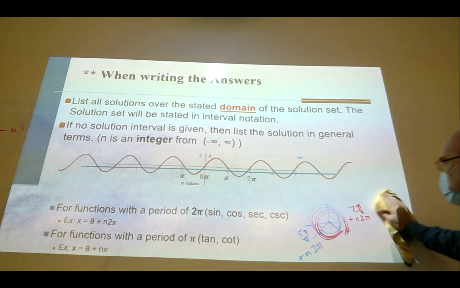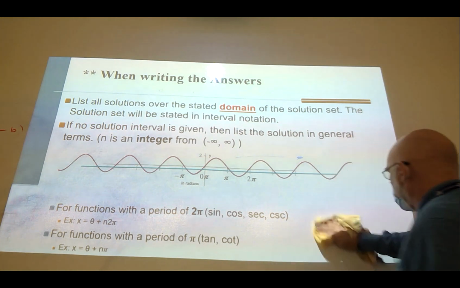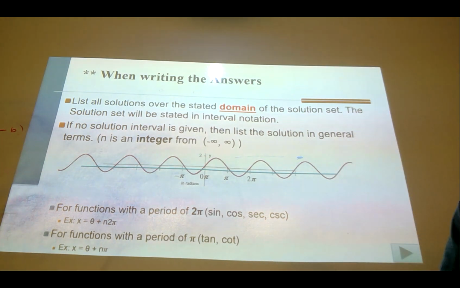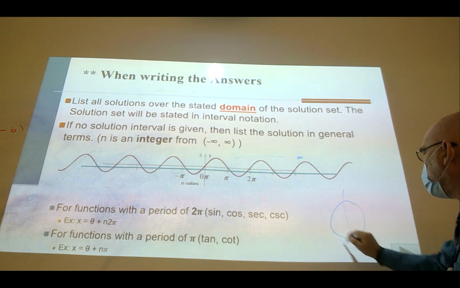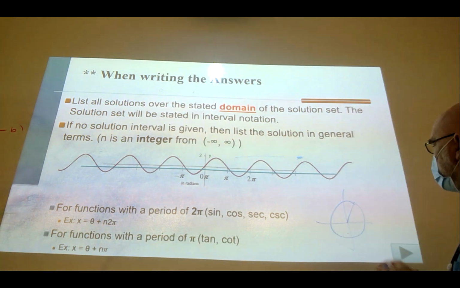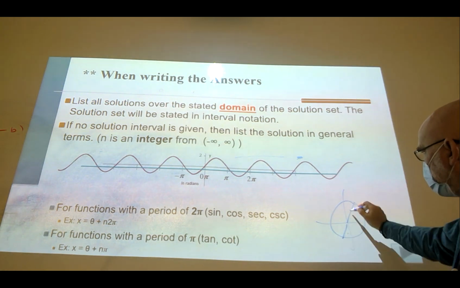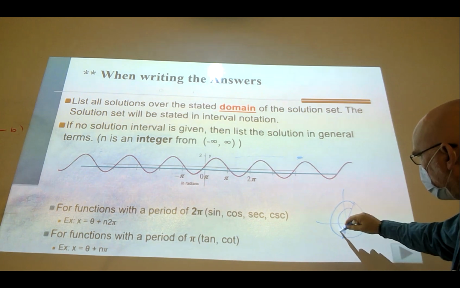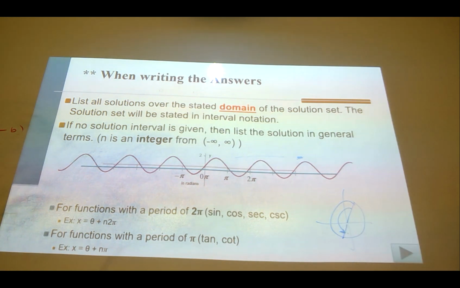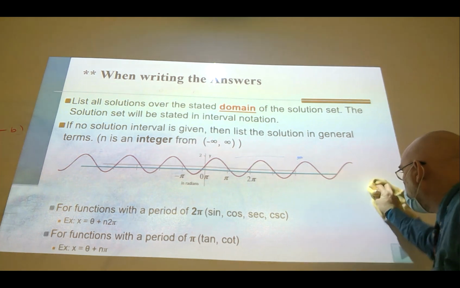With tangent and cotangent, if I have an answer here, I'm also going to have an answer here. And so that's just 1 pi around the circle, halfway around the circle. We'll take a look at some examples, so hopefully it starts making a little bit more sense.